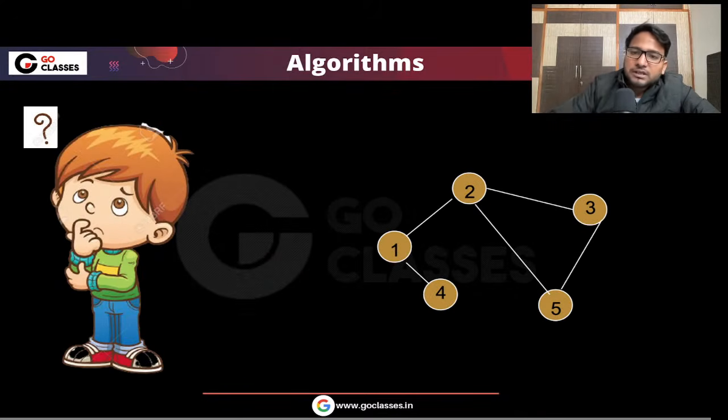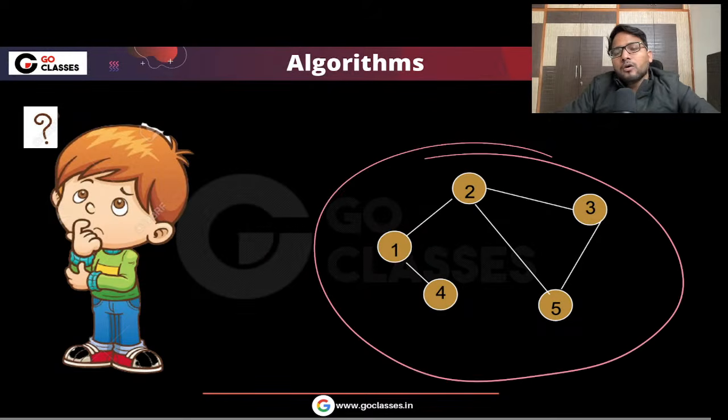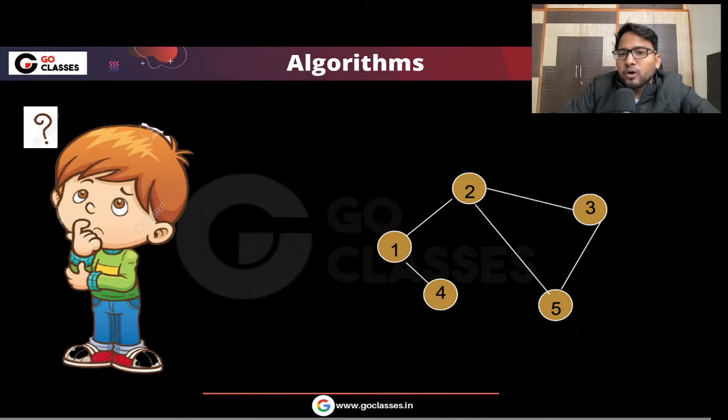Now suppose there is a graph that you have. Now the question is how you are going to traverse. Are you going to start from A, from this one, and then go to 2? There should be some method, right? How are we going to traverse?